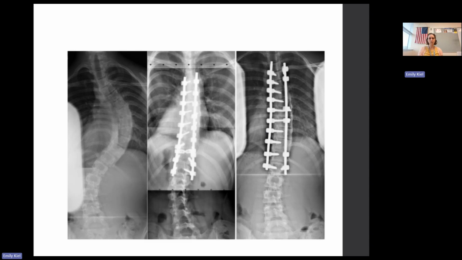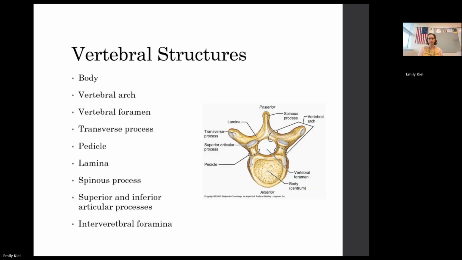So here are some pictures. We've got an image of some pretty significant scoliosis here on the left. And now this is being addressed by having these vertebrae fused in more of a vertical midline pattern to help reduce abnormal stress. So the vertebral structures, some of these are common to all of the vertebrae.